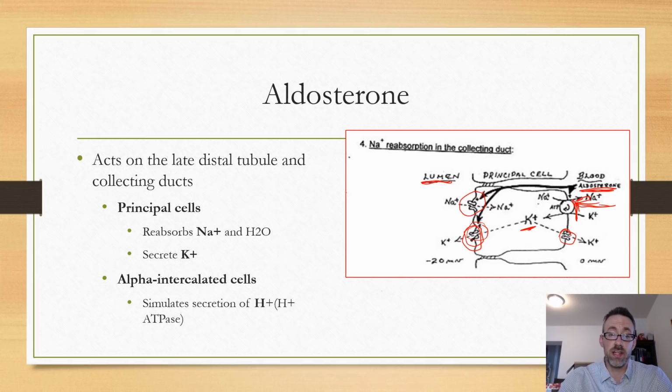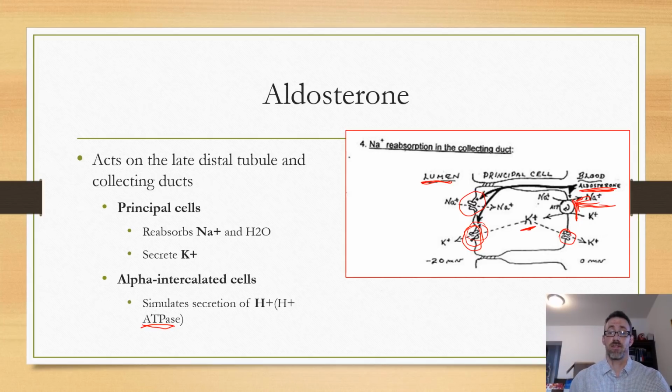It also has an effect on something called the alpha intercalated cells. So when its levels rise, not only does it influence the principal cells, it'll act on the alpha intercalated cells and stimulate those cells to secrete protons, or to secrete that hydrogen ion. And this is a proton ATPase. So it increases the activity of this ATPase, so it starts to secrete more of these hydrogen ions into the lumen.